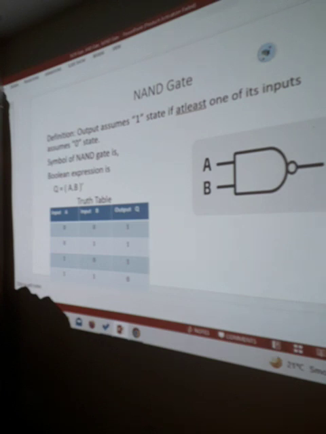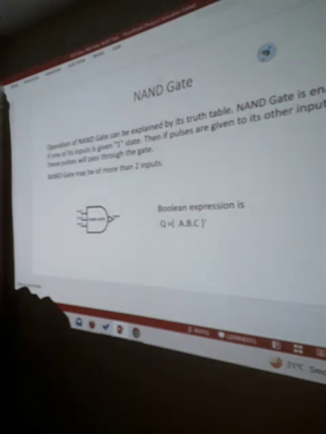This NAND gate can also be of more than two inputs, and similarly we can write its Boolean expression. As shown in the figure, we have a three input NAND gate and its Boolean expression is Q is equal to A dot B dot C whole complement.